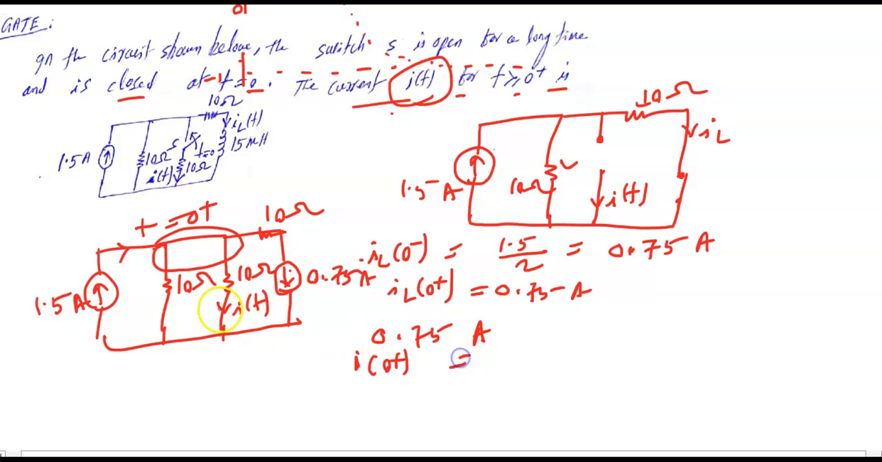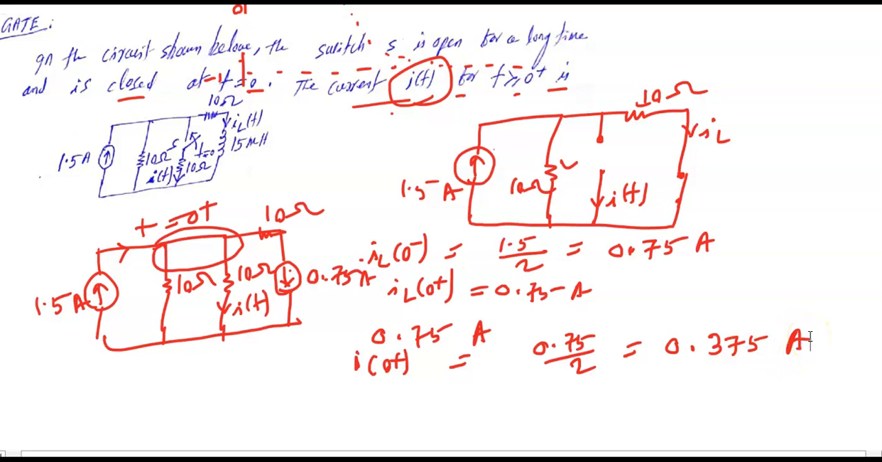So I0 plus will be, because equally divided, the same current, 0.75 upon 2, that is 0.375 ampere.